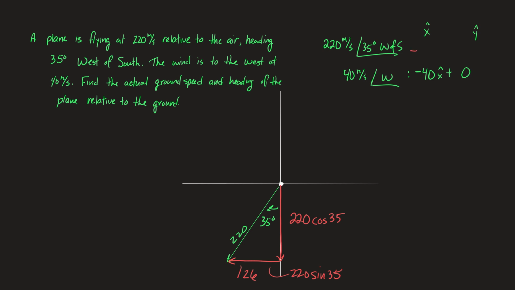So, negative 126 x hat minus 180 y hat. So I jumped ahead. 126 and 40, 166 x hat plus 180 y hat. Not plus, is it? Minus. So that gets us through step 2.